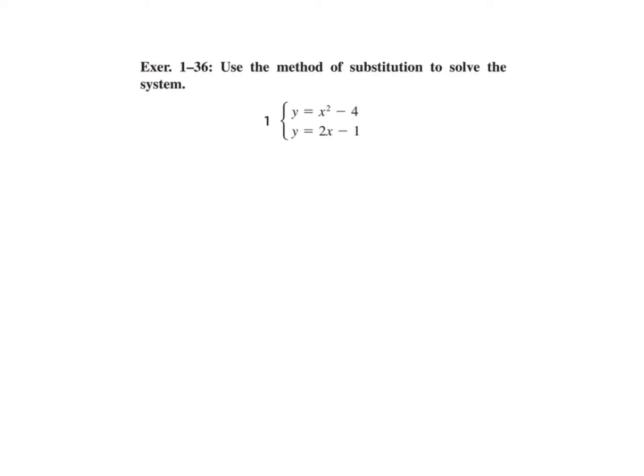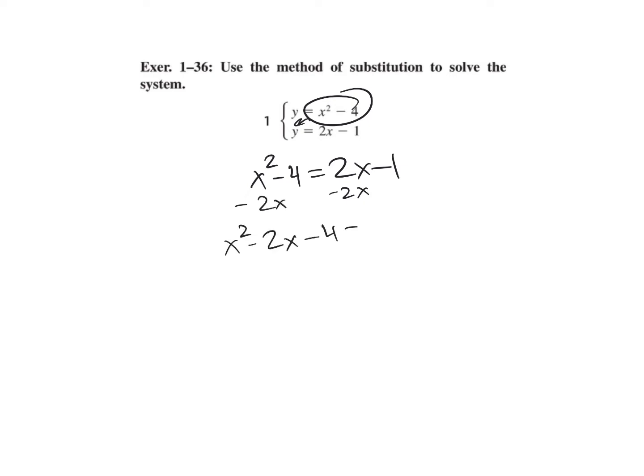And we want to take the first y equals and plug it into the second y equation. So x squared minus 4 is equal to 2x minus 1. And then we move 2x to the left, and we get x squared minus 2x minus 4 equals negative 1. Don't drop the negative. And add 1 to the left. It's x squared minus 2x minus 3 equals 0.